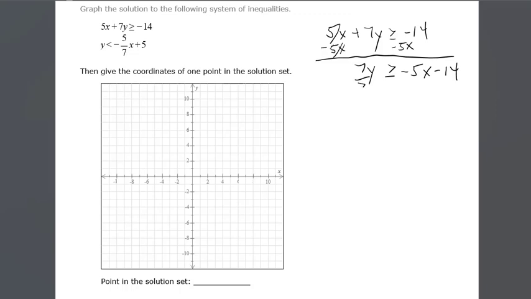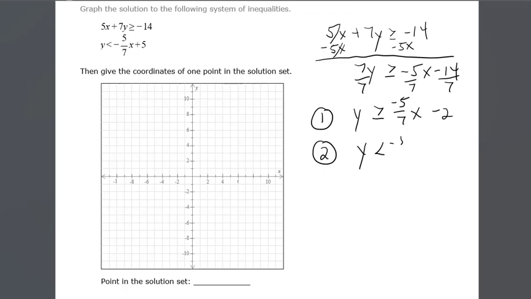And then I'm dividing by a positive 7, so the direction of my inequality symbol is not going to change. So it's going to be y is greater than or equal to negative 5 over 7x, and negative 14 divided by 7 is negative 2. So this is my first inequality. And my second inequality is already in slope-intercept form: y is less than negative 5 over 7x plus 5.